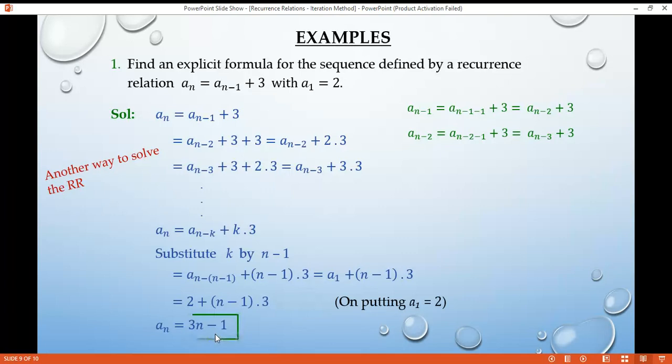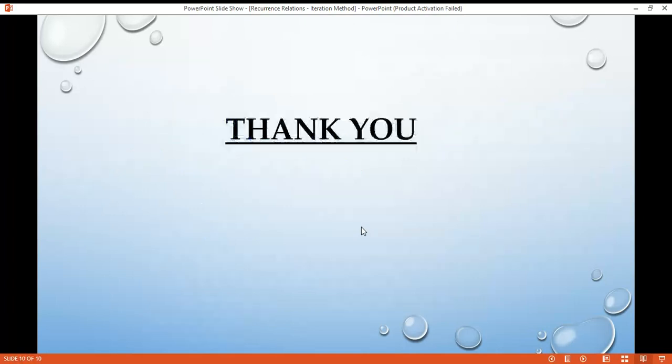It is the same as the question before last, right? Because the questions are the same, only the ways of solving the recurrence relation by the iteration method are different. So these are the two ways you can solve the recurrence relation by the iteration method. It depends on you which way you use to solve the recurrence relation. Is it clear? Okay, so today's lecture is completed now.